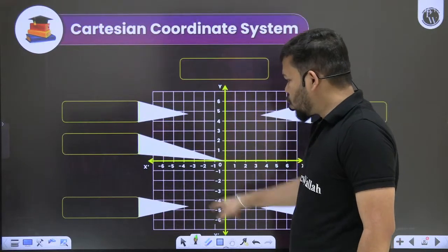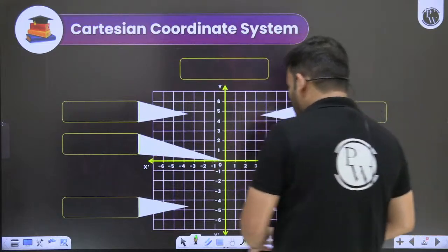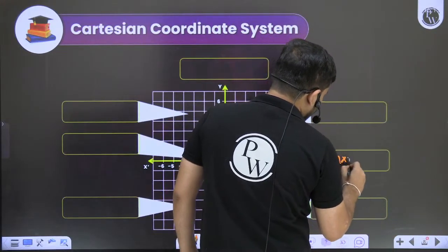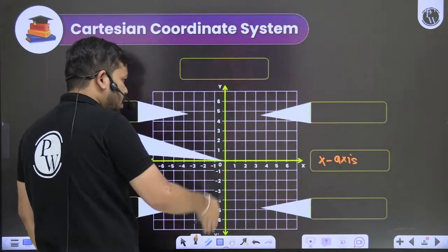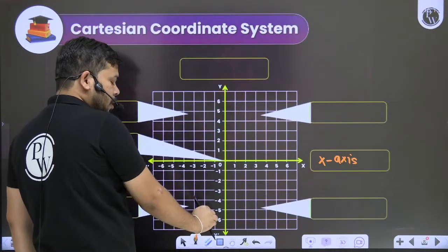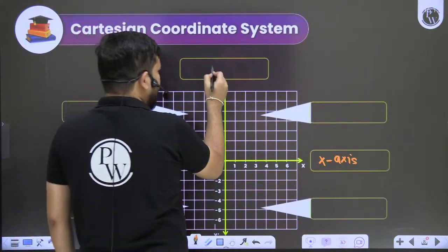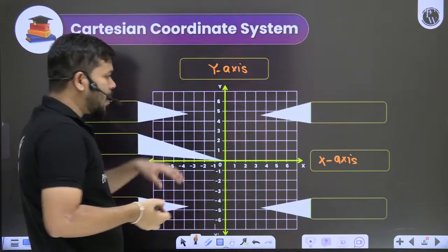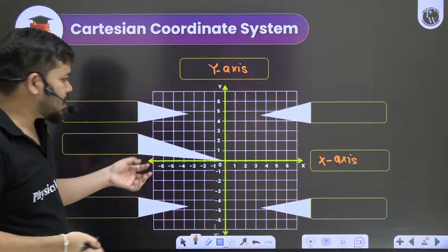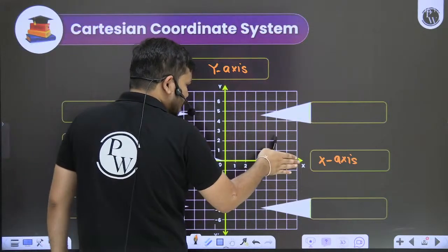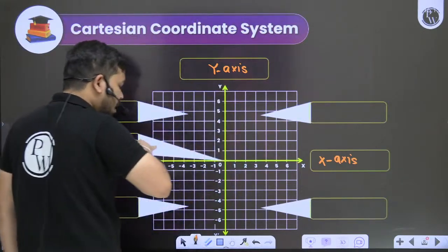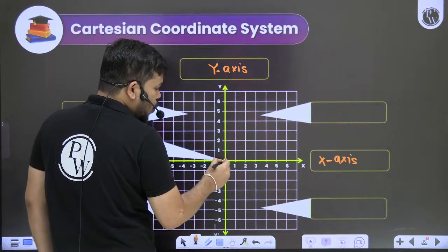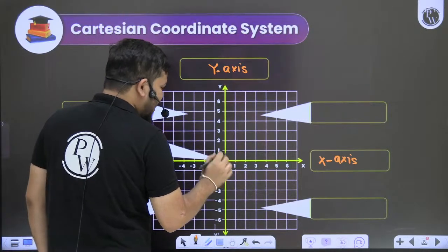So of those two lines, the horizontal one is known as the X-axis. And the vertical number line, where the top is the positive value and the bottom is the negative value, is known as the Y-axis. And this is my coordinate plane. So in this there are a positive x-axis, positive y-axis, negative x-axis, and negative y-axis, and the two number lines meet at a point. That is called the origin.